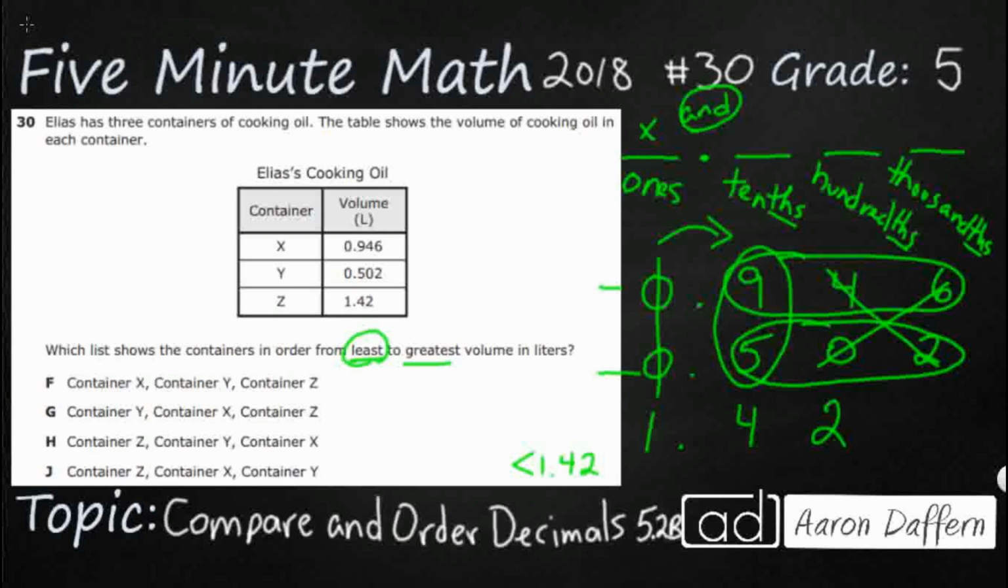So 0.502, 0 and 502 thousandths is less than 946 thousandths, which is less than what we said, 1.42. Now, it's not given to us in that order. We got to put our numbers here. So 502 is Y, 946 is X, and then 142 is Z. So we need Y, X, Z. Our answer is G.